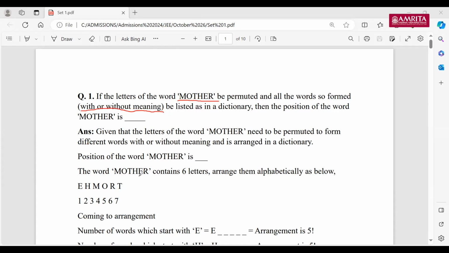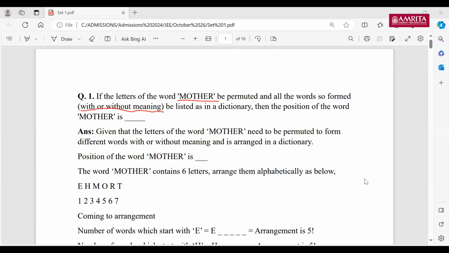So when it comes to MOTHER, the order will be E, H, M, O, R, and T. This is the order that's going to happen when we are planning to form different words with the letters of MOTHER. I hope I'm audible and you are here with me doing this problem. Now, when I know the positions of these letters, I'll be able to start arranging them, right?